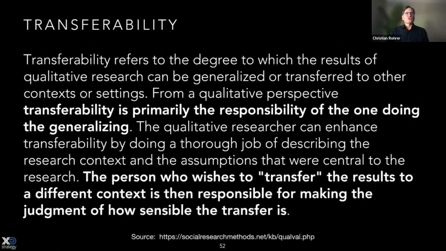Okay. So transferability, one of the main takeaways from the book, is that it's the primary responsibility of the one doing the generalizing. That means you as the researcher. If you're the person who wishes to transfer the results to a different context, then you have to make a good judgment about how sensible that transfer is. And you back that up with your knowledge of how likely the issue or the principle is to be true for other people, as well as what particular issues can be addressed. Can we actually fix the problem?